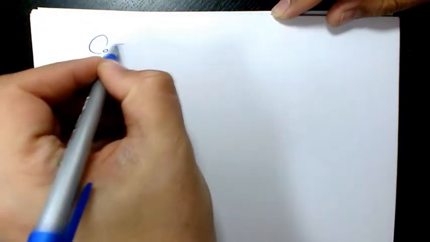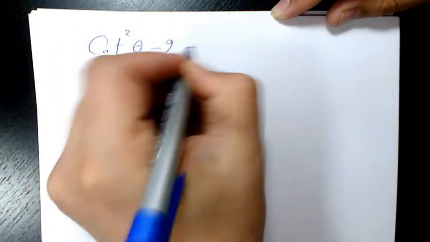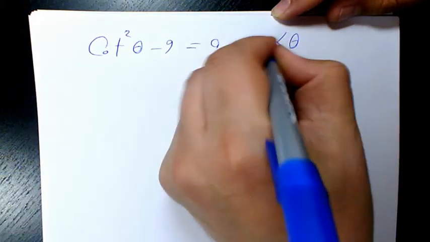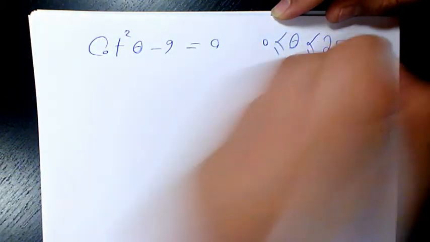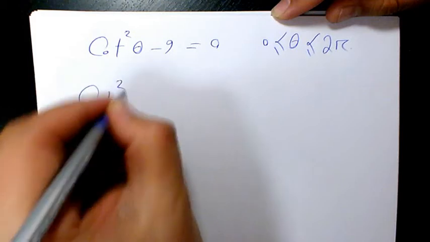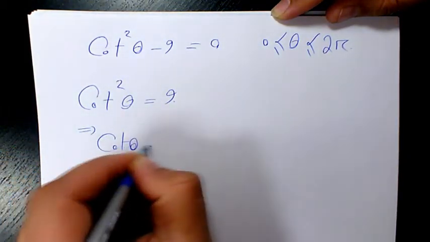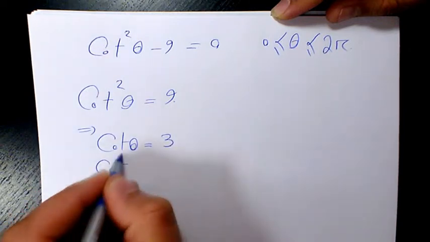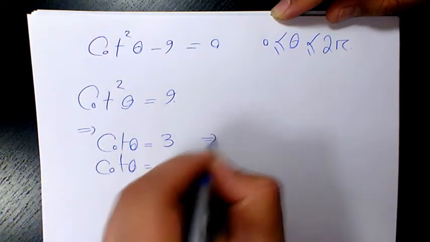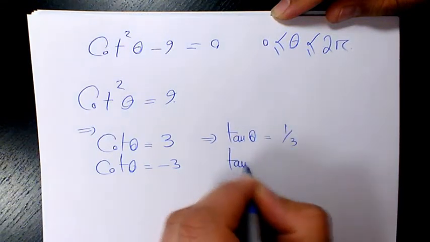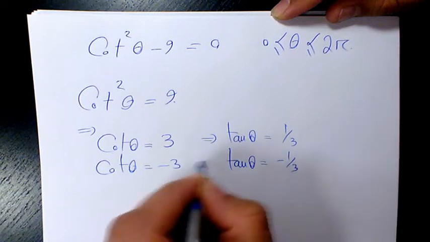Next one is cotangent squared theta minus 9 equals 0. So we need to solve it. Theta is changing from 0 to 2 pi. So cotangent squared theta equals 9, which means that cotangent theta equals either positive 3 or negative 3. It means that tangent theta equals 1 over 3 or tangent theta equals negative 1 over 3.